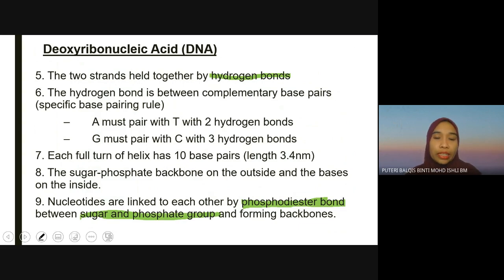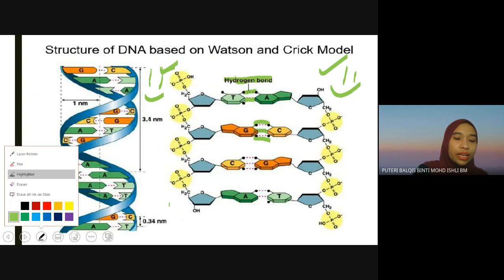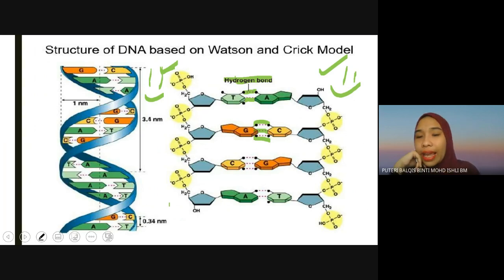This phosphodiester bond will form backbone of DNA. Dia ni sebagai tulang belakang DNA. Dia yang akan support DNA. Okay? That is phosphodiester bond. So, where can you find the phosphodiester bond? As I said just now, phosphodiester bond is the bond that connected between sugar and phosphate, and also the bond that connected one nucleotide to another nucleotide.